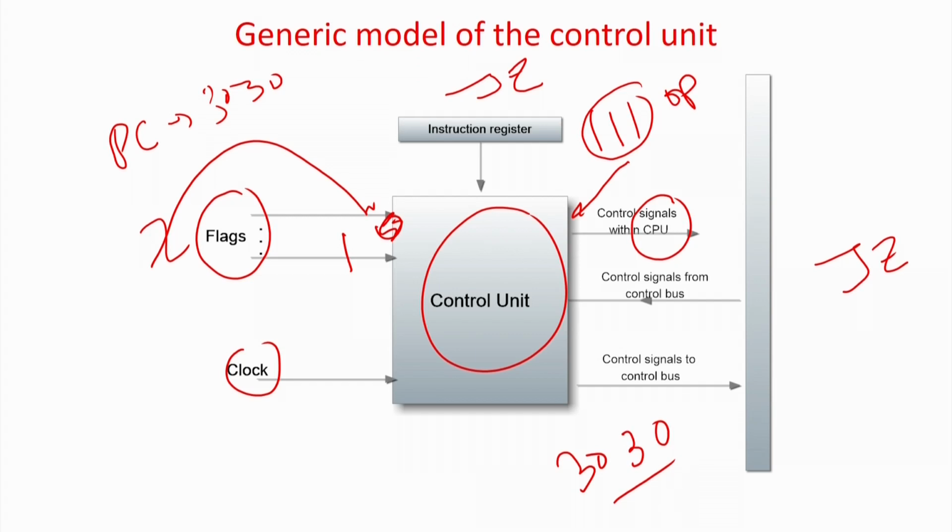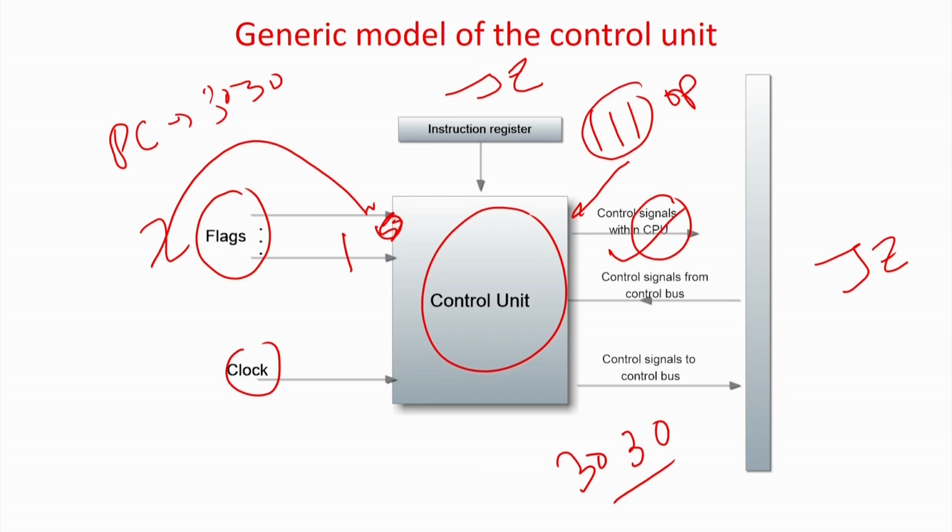So, in that case the control signals will be generated within the CPU. Now, the program counter will be loaded with the value of 3030. The control signals generated by the CPU control unit will be internal to the central processing unit. It will configure the program counter in a load mode, and you will load it with 3030. So, simply your next instruction will start from the 3030 memory location.